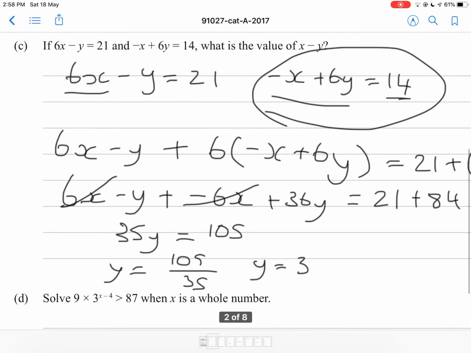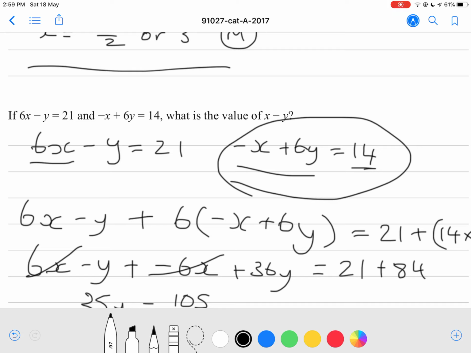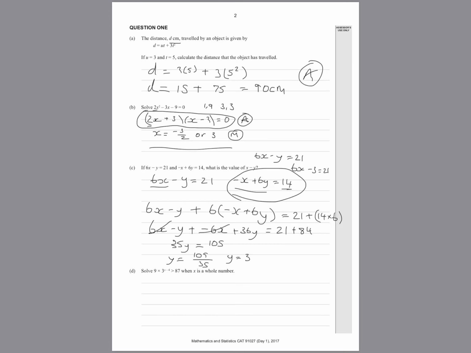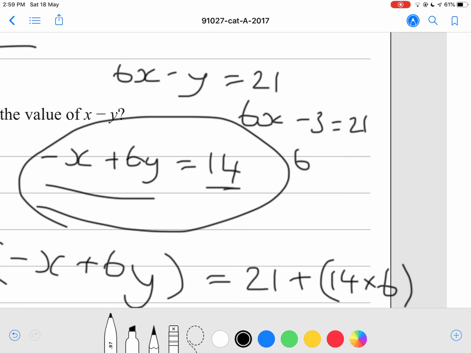Okay, so now we found out that y equals 3. We still need to find out what x is, okay? So we can just put in any of these equations. So we can say 6x minus y equals 21. So we know that y is 3, right? So we can say 6x minus 3 equals 21. And if we move the negative 3 to the other side, we'll get 21 plus 3. So we can say 6x equals 24. And therefore we can say x equals 4.